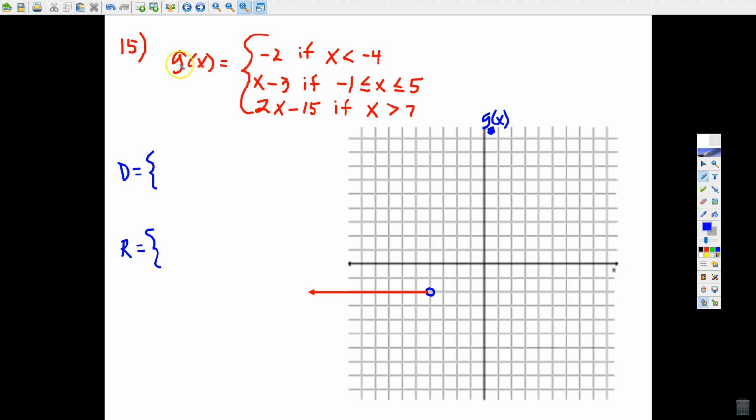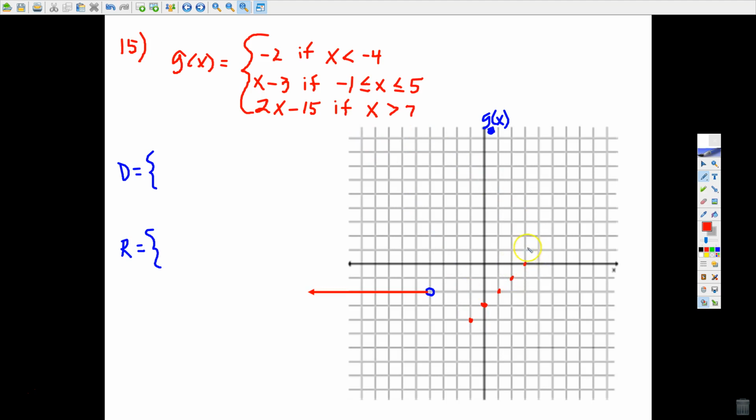All right, so now let's take care of this next line. Notice this is a line. It has a y-intercept of -3. It has a slope of +1, up 1, right 1. And if there were no domain restriction, then that would be the line. We would just connect those dots and arrow both ends, but we can't do that here because this is only true for domain values that are between -1 and +5.